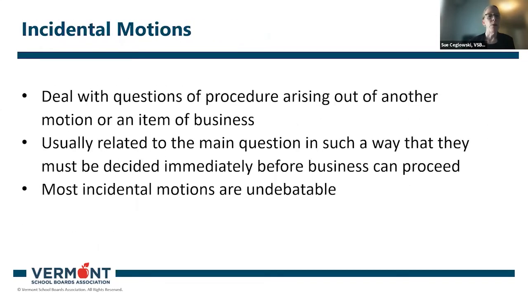All right, we will move on to incidental motions. These are the third type of secondary motion. Section 6, paragraph 15 covers the characteristics of incidental motions. And they deal with questions of procedure arising out of another motion or an item of business. They're usually related to the main question in such a way that they have to be decided immediately before business can proceed. And most incidental motions are undebatable.